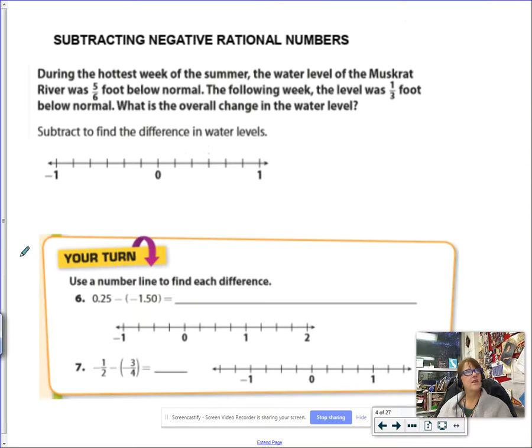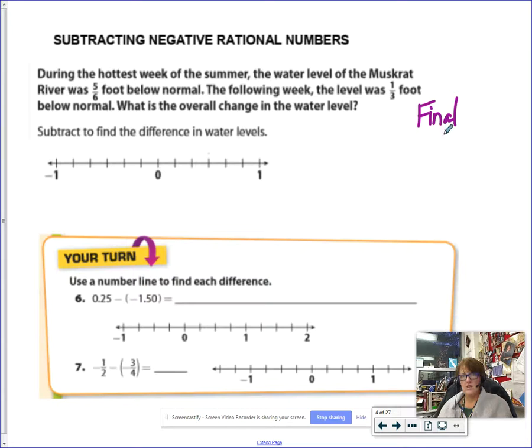All right, let's look at a few more. Subtracting negatives. During the hottest week of the summer, the water level of the Muskrat River was 5/6 foot below normal. The following week, the level was 1/3 foot below normal. What is the overall change?